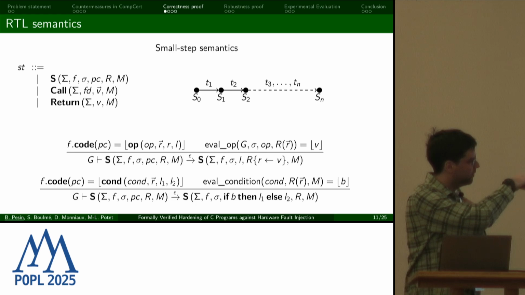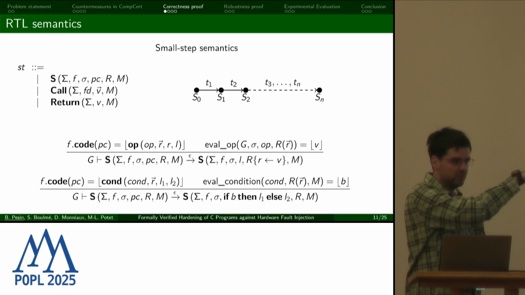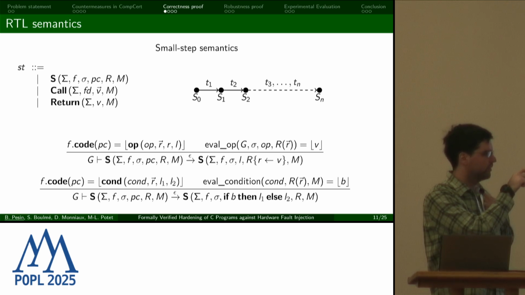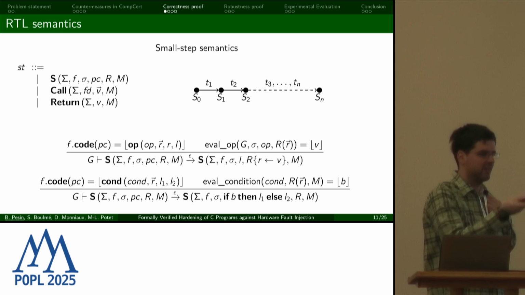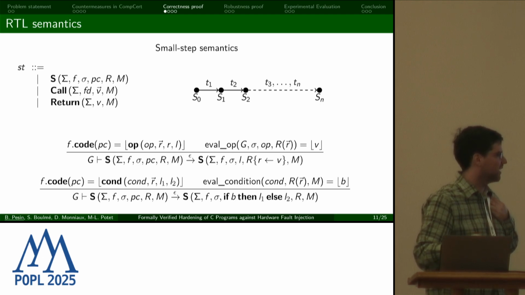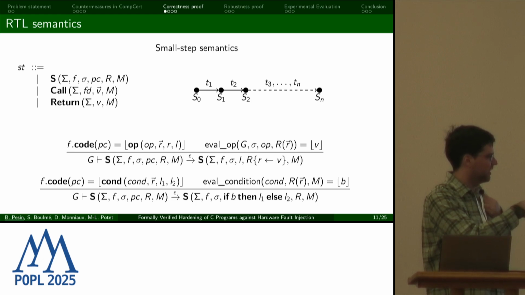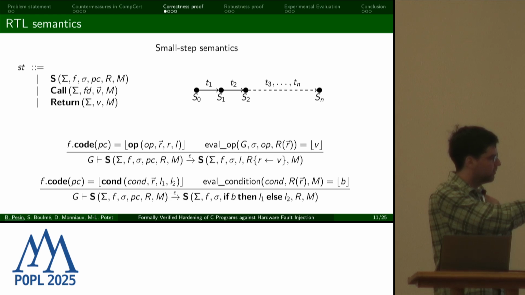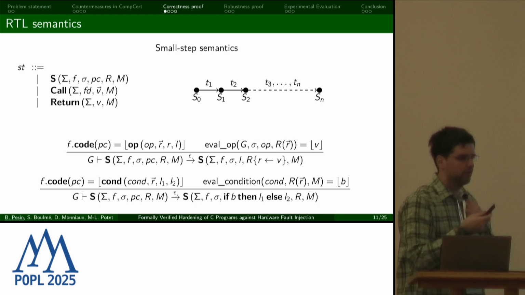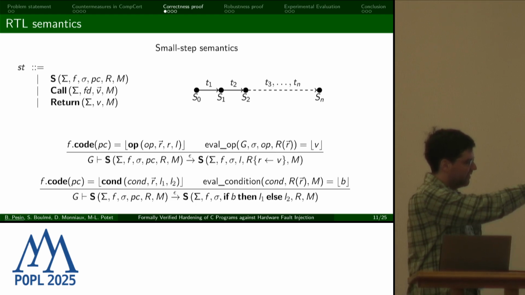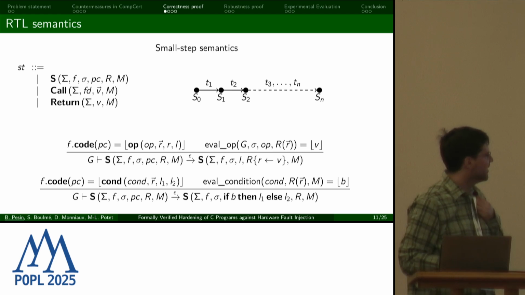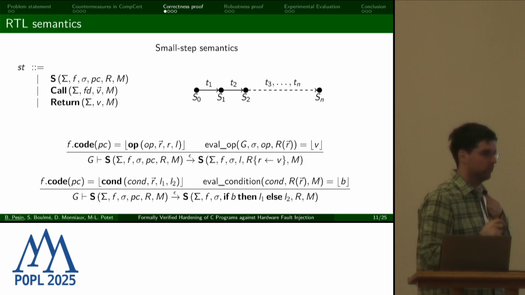And here are two examples of the rules that give these steps. The first one is for the operation instruction, just applying an operation from the architecture, from the ASA, to some registers, and you just evaluate the operation on the values of the argument registers. This should give you a value in return. You put it in the destination register, and you jump to the successor of this operation, which is L.